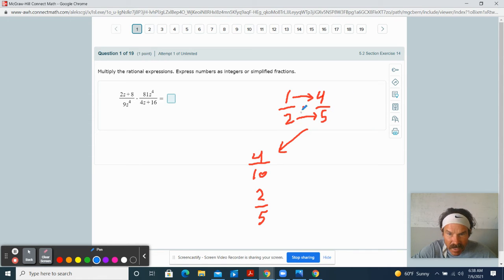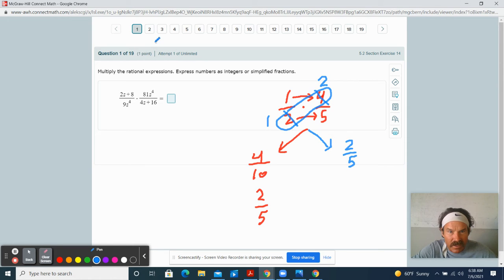But if we look diagonally, it's called cross canceling. You look diagonally, and you basically do the same thing as if they were above and below each other. 2 goes into itself 1 time, and 2 goes into 4 2 times. Then we multiply straight across, and we get 1 times 2 is 2, and 1 times 5 is 5. So we get that answer right away by cross canceling.